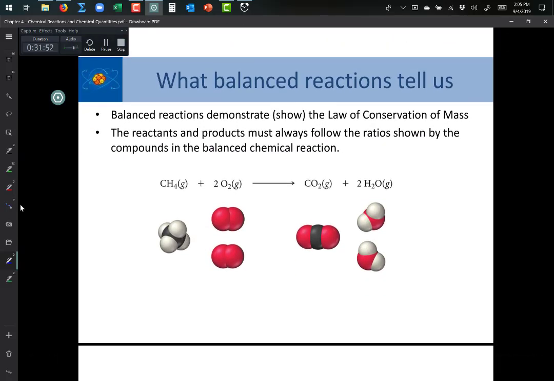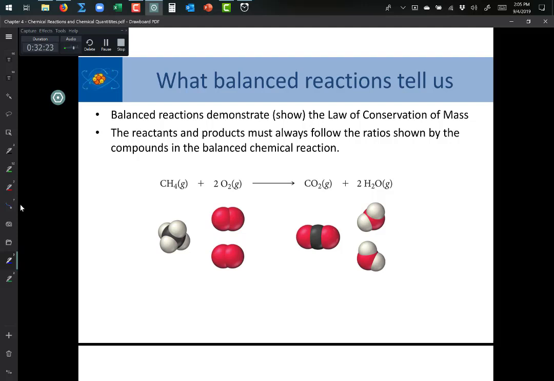Okay. So what does a balanced reaction tell us? I just feel like I'm obligated to say this part. A balanced reaction shows the law of conservation. But it also shows us the ratios in which reactants produce products, because of the consequences of conservation. So for methane, 2 oxygens get used, 2 O2, that produce CO2 and 2 water.